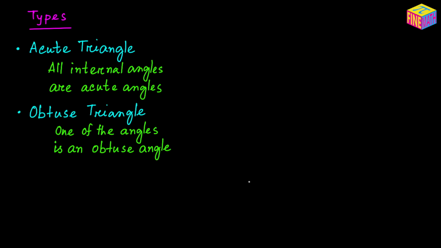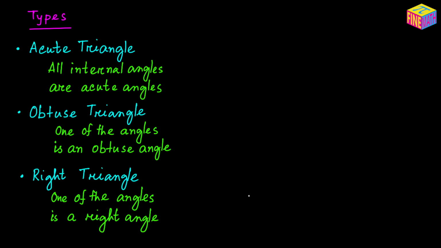Now if you are thinking, hey, can we have more than one obtuse angle inside a triangle? Well, that's actually not possible, because the sum of the interior angles is equal to 180 degrees, and if we have two obtuse angles, both of them will already be greater than 180 degrees, and then we also need to have a third angle, so that is actually not possible. So we cannot have more than one obtuse angle, but we can certainly have just one obtuse angle in a triangle. And if we have a triangle like that, it is called an obtuse triangle.